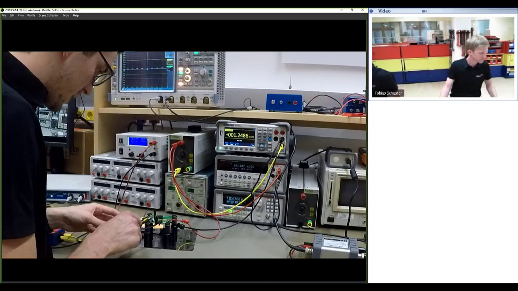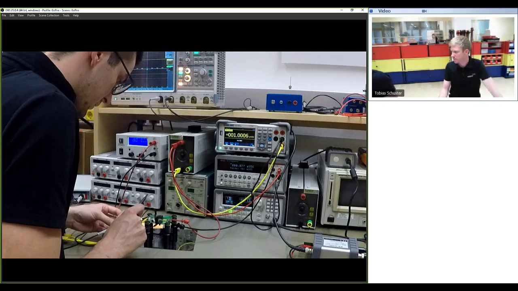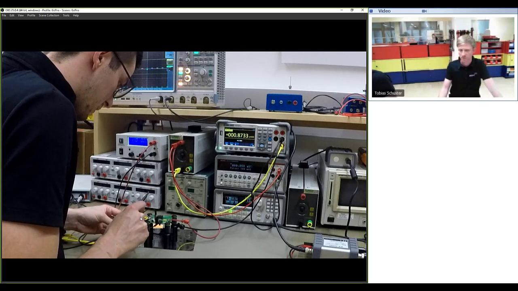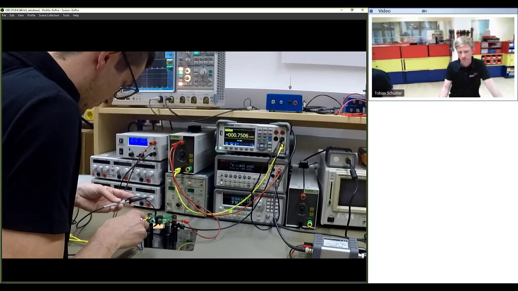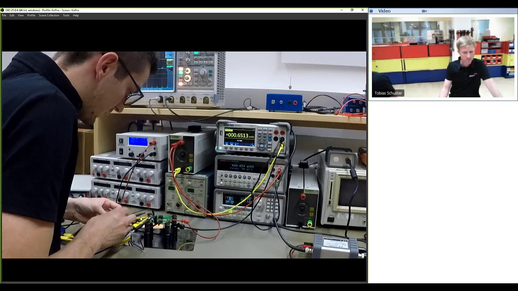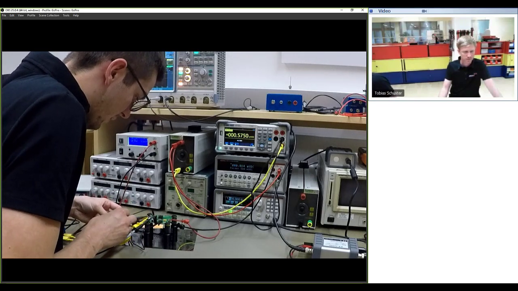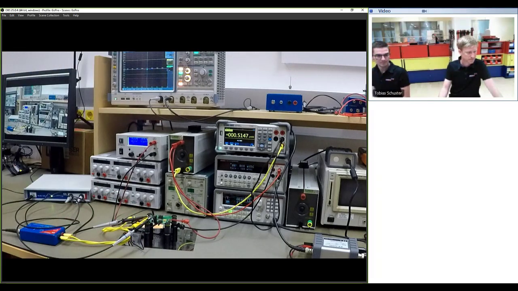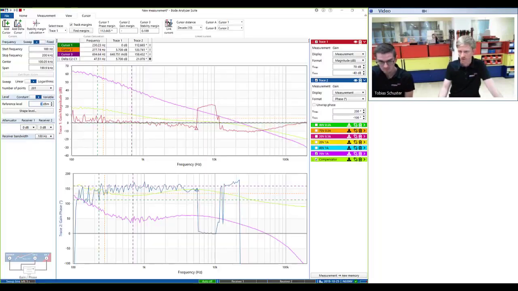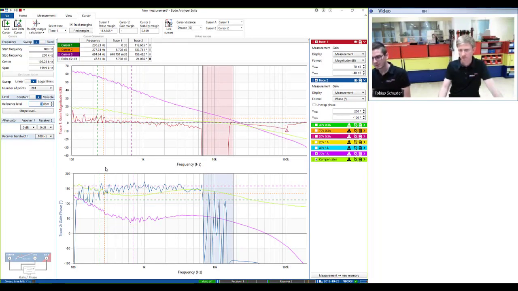So now I have to change that. Channel 1 goes to the compensator pin and channel 2 goes to the output voltage, so top of the injection resistor. I've done it and switched back on the power supply.